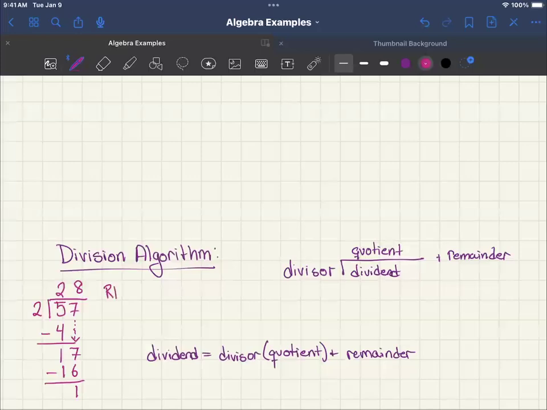A lot of times you'll see an R at the top when you do this. If we wanted to rewrite it in the form that we usually have at the end, this long equation, we can do that. This would give us 57 is equal to 2 times 28 plus 1. And there's our division algorithm. So we're going to use the same algorithm, only we're going to do it with polynomials, right?